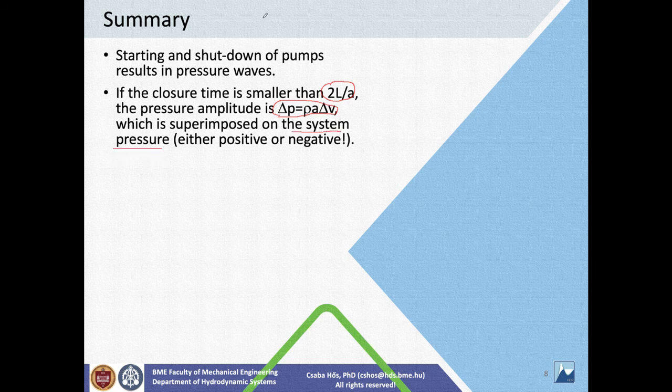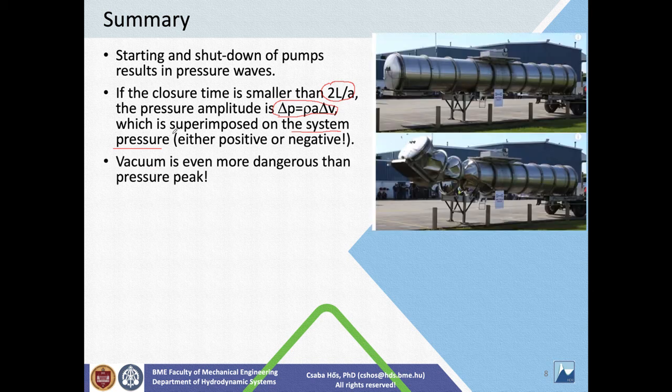So let's say if the system pressure is 6 bars and this is 4 bars, and if you're closing at the end of the pipe, then the overall pressure will be 6 plus 4, that is 10 bars. Whereas if you're closing at the beginning of the pipe, then the pressure will be 6 minus 4 bars, that is 2 bars. Now, it's very easy to get negative pressures.